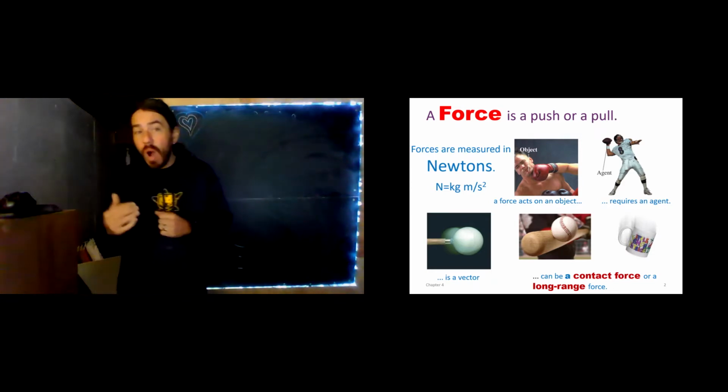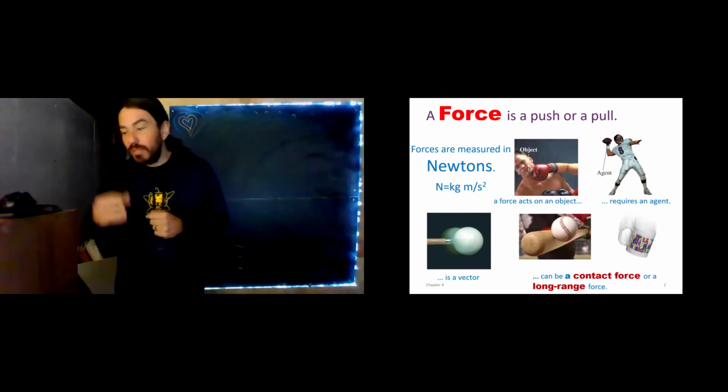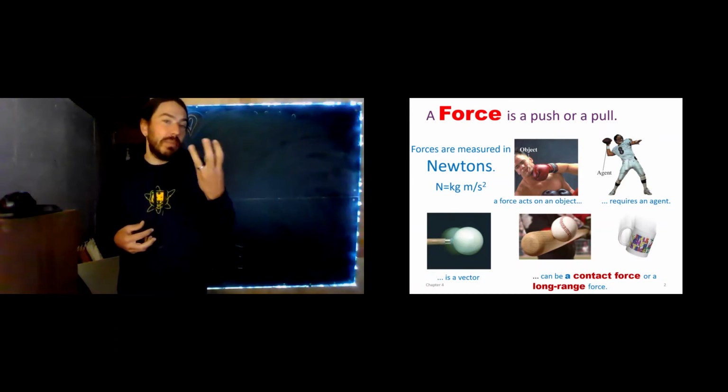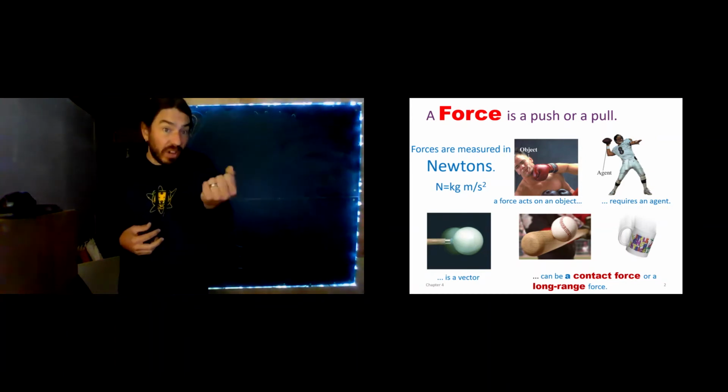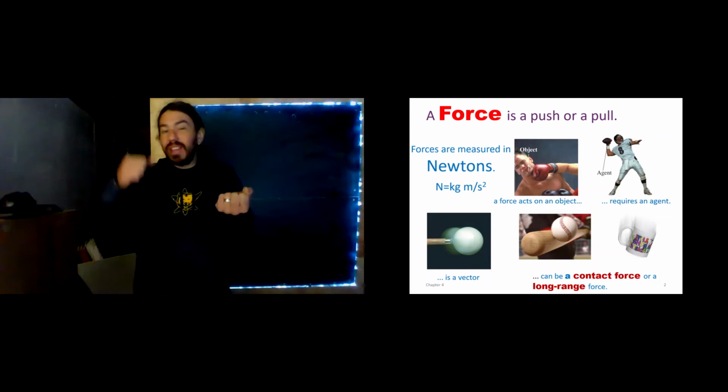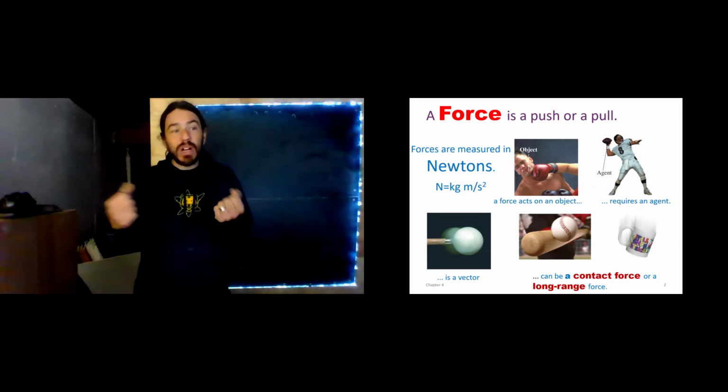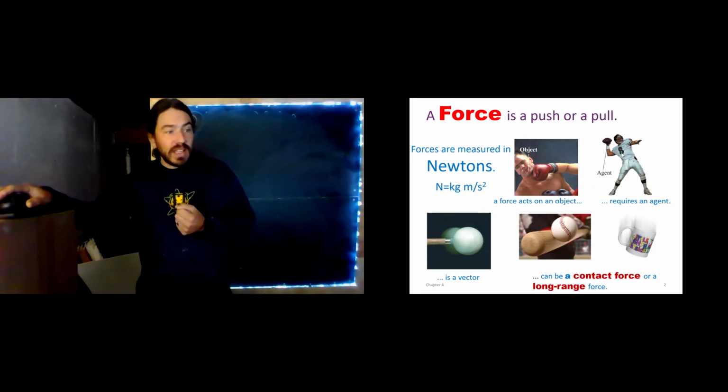Now, every force requires an agent. It's an interaction between two objects. There has to be the thing that the force is on, we call that the object, and there's the thing that is causing the force to happen, we call that the agent. So in this case, we see this football player throwing a ball, the object is the ball, the agent is the player's hand. In this case, I suppose the object is the boxer's face, the agent is the boxing glove.